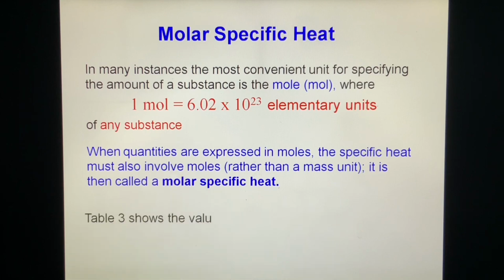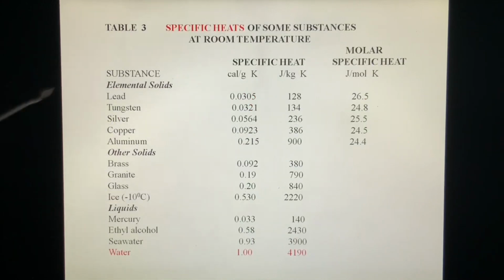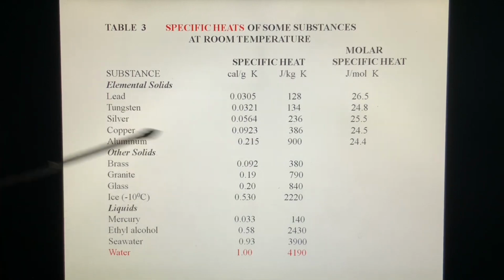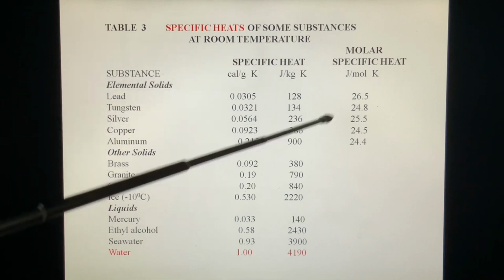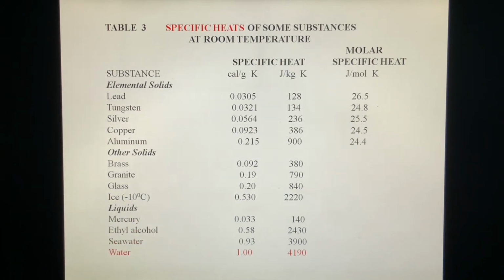The following table shows the values for some elementary solids. Each consists of a single element at room temperature. Look at this one. This is specific heat. This is molar specific heat. We see all these: lead, tungsten, silver, copper, aluminum. They have quite different numbers for the specific heat, but their molar specific heats are almost the same, around 25. We will explain it later.